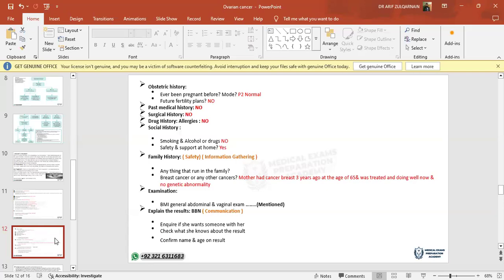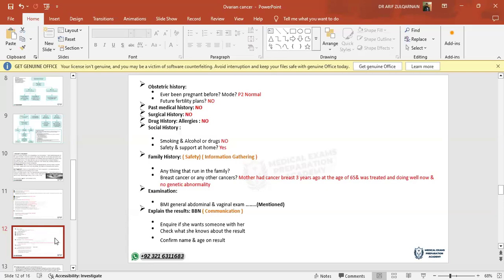Okay, after the history, you will do the examination, you will calculate the BMI, you will do the general physical and the abdominal and the vaginal examination. And if it is already mentioned in the scenario, then there is no need to go for this examination, and then you will not waste your time.